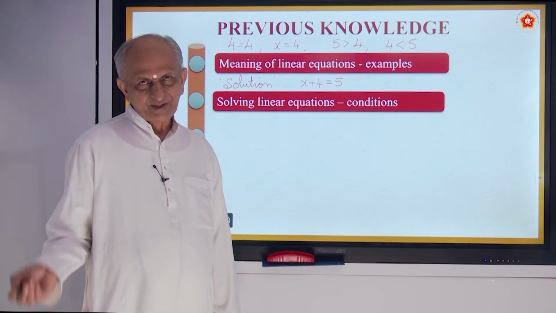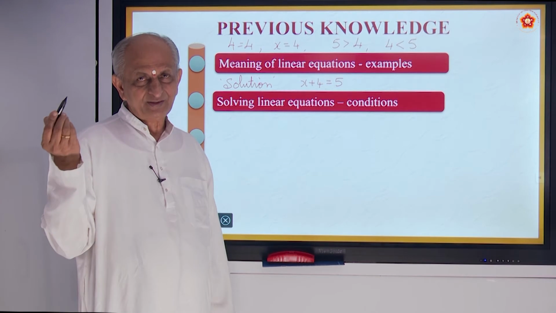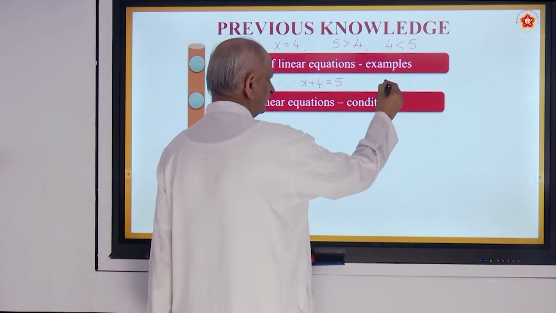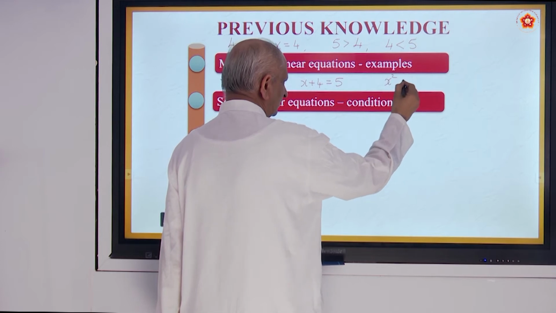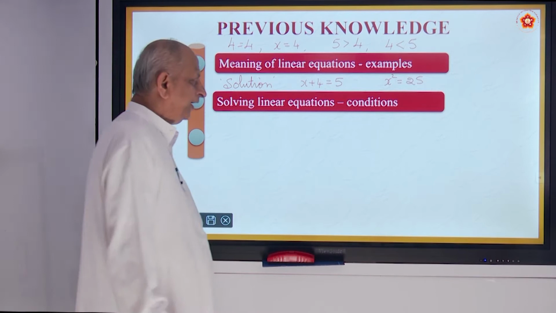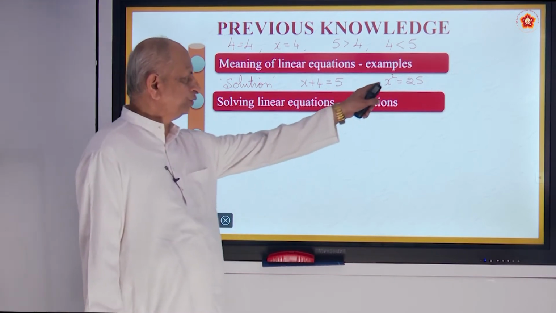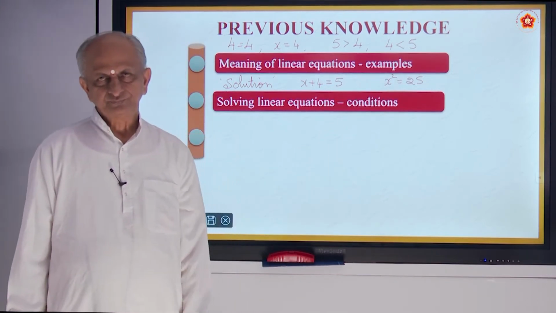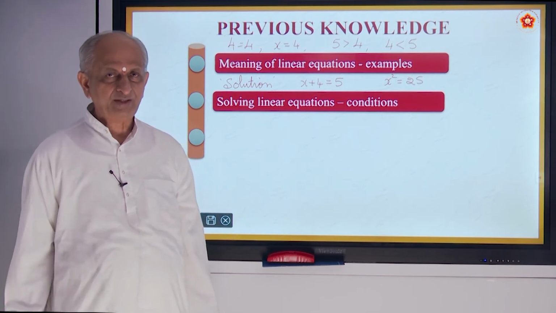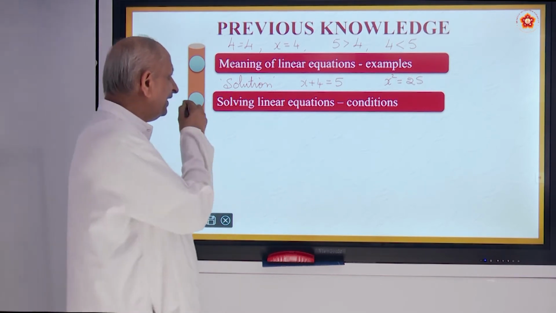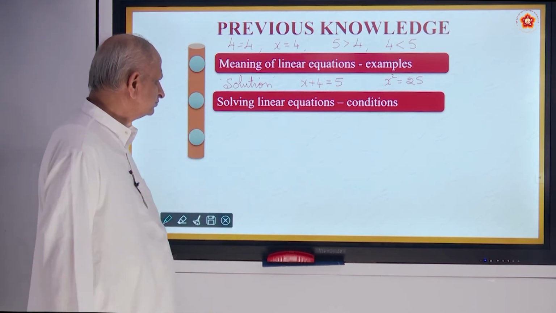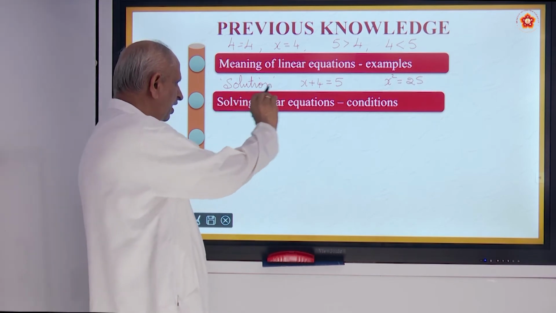correct? If there is degree 2, what do you call it? Quadratic equation. Of course, we will study it later. X squared is equal to 25, say. That is called a quadratic equation. Degree is 2 there. Is it not? If there are 2 or more unknowns, what do you call it? You call it simultaneous linear equations. Okay? Of course, let us not worry about all those things now.